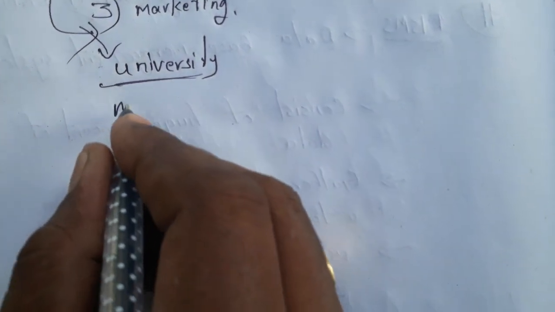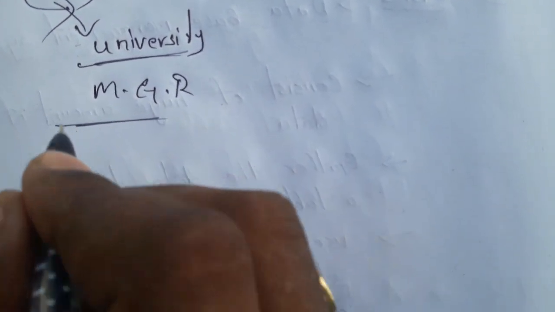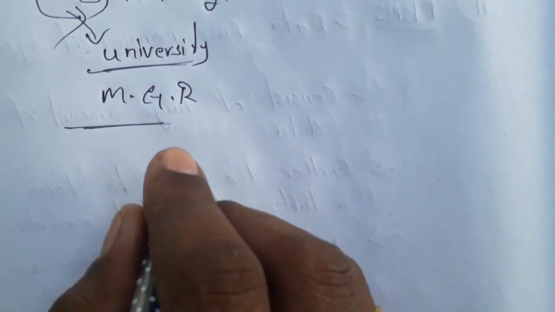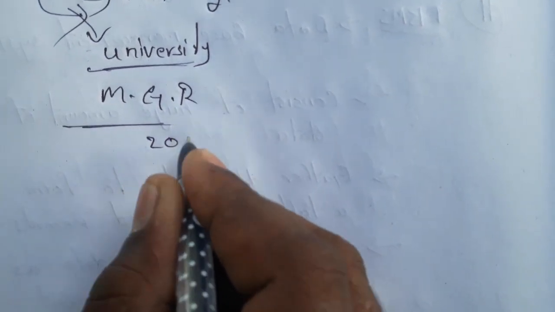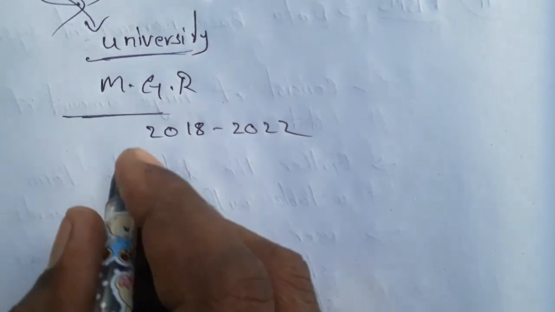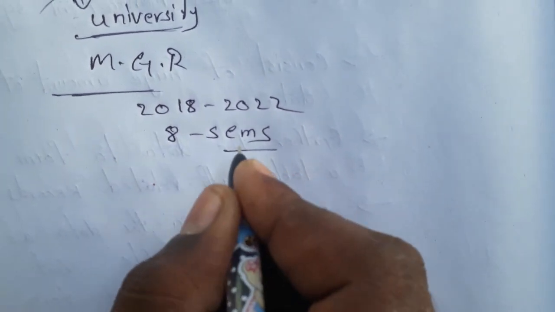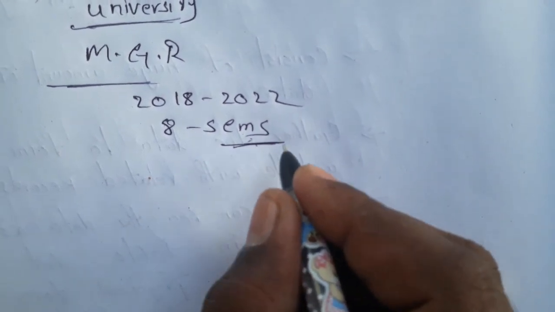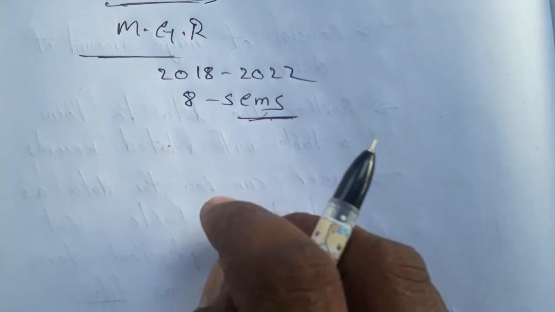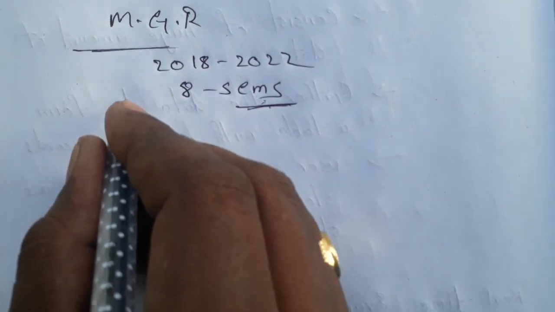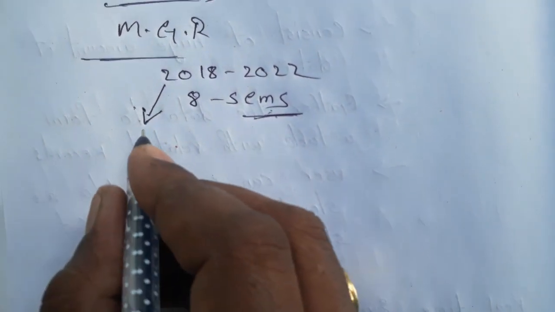Consider our university, MGR, and how DBMS is used in our university. For example, I'm in the 2018 to 2022 batch, and I will have at most 8 sems. There will be 8 sem results for me, and they must be stored in the DBMS of MGR. Some of my seniors, other batches, will have 8 sems, and their results would be stored in the DBMS of MGR. My juniors will also have 8 sems, and their results must be stored in the DBMS of MGR.